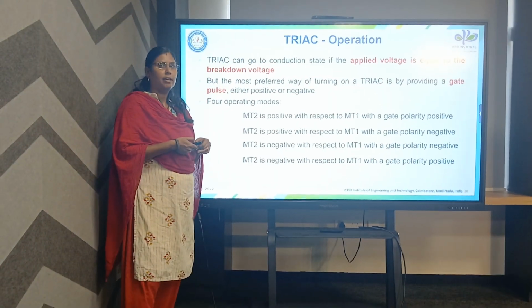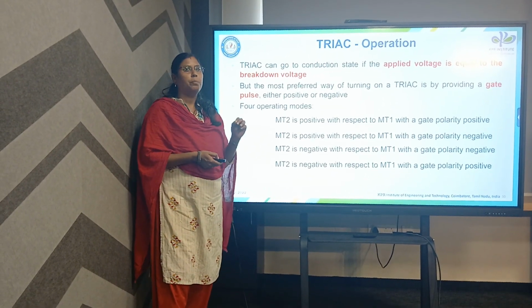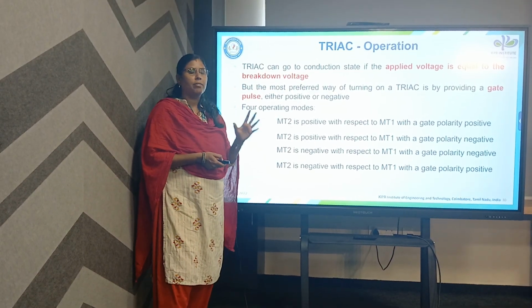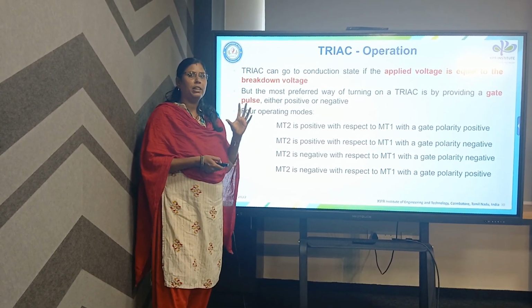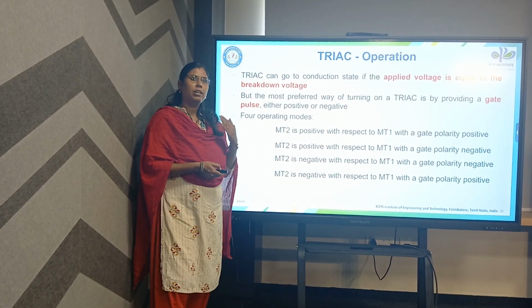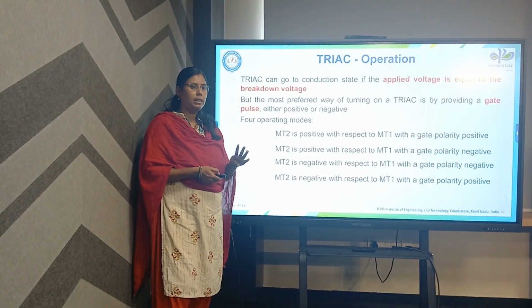In the SCR, we give the supply between anode and cathode, and the specific gate pulse is given through the gate. But in TRIAC, we give the input between main terminal 1 and main terminal 2, and a positive gate signal as well as a negative gate signal can be given. We have 4 conduction modes in the TRIAC.